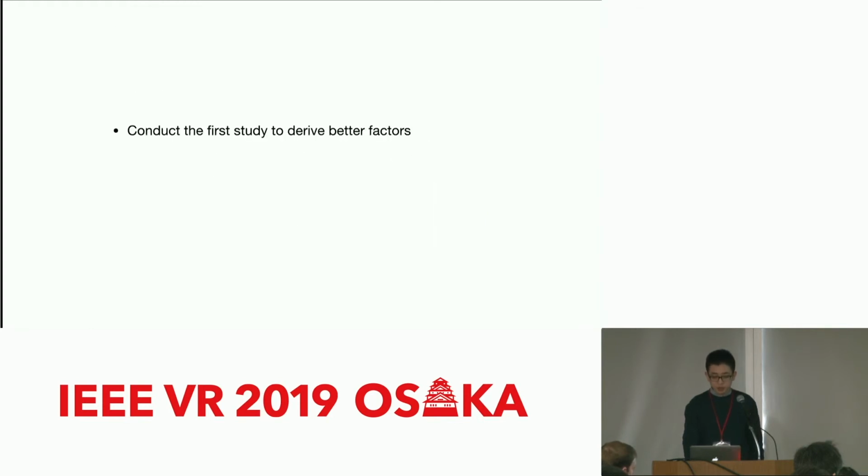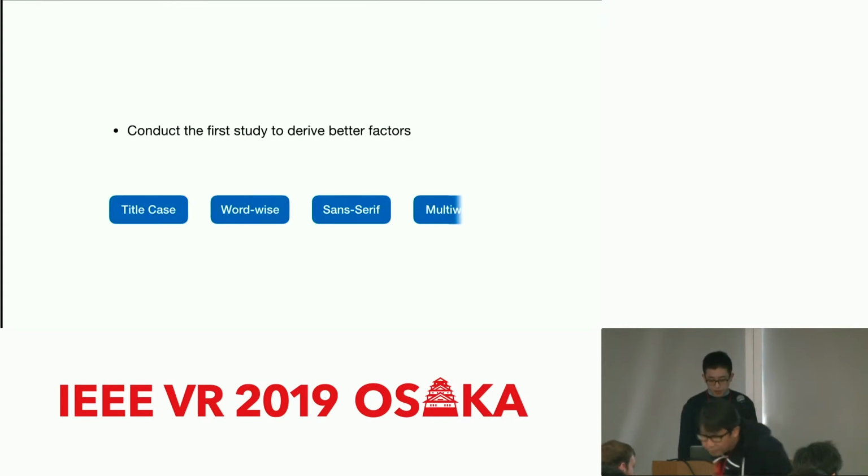So, in conclusion, in this coursework, we presented the first study to investigate text reading efficiency using peripheral vision on a monitor display, and discovered that the title case transformation and word-wise typewriter effect with sans-serif font resulted in higher throughput when displaying multiple words at a time.